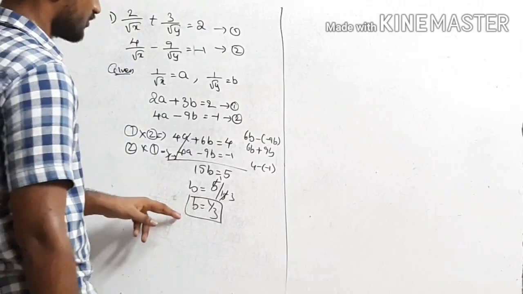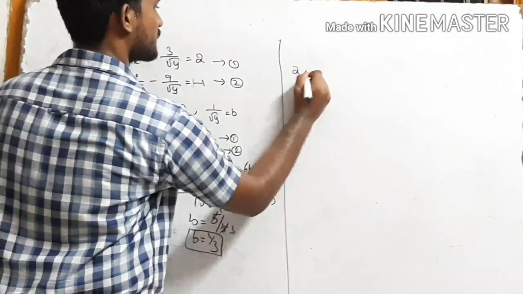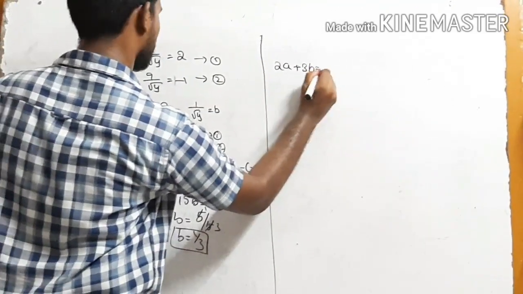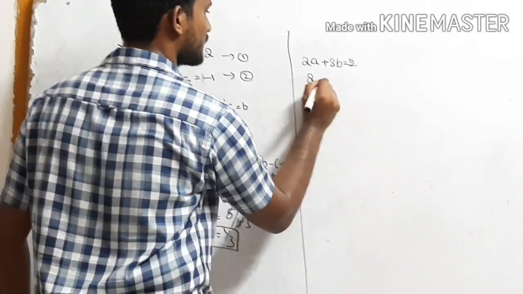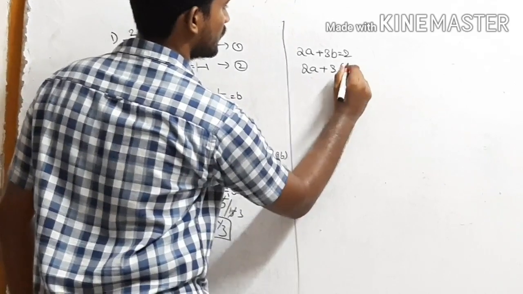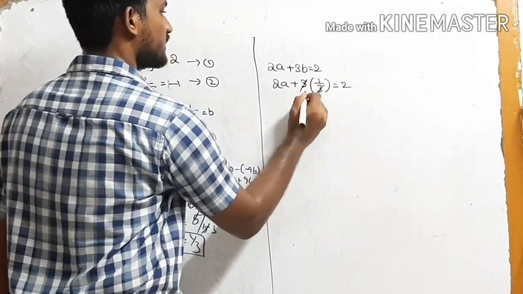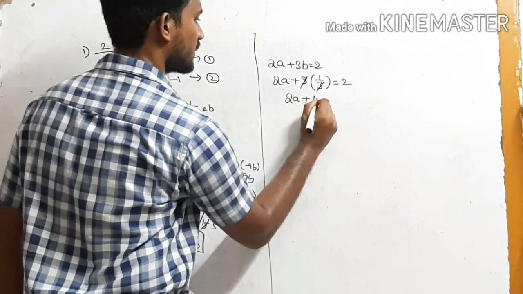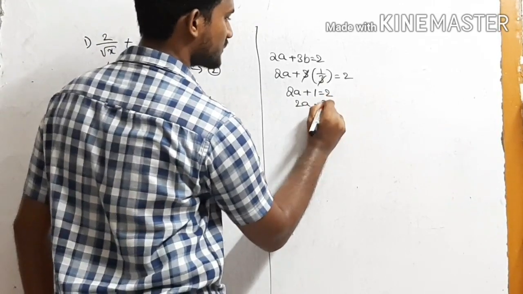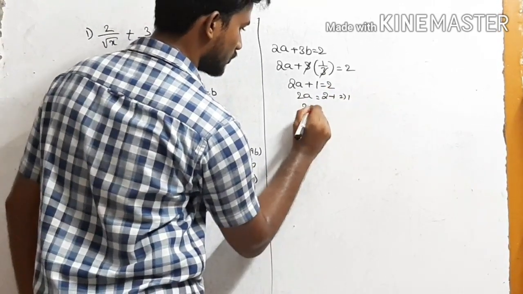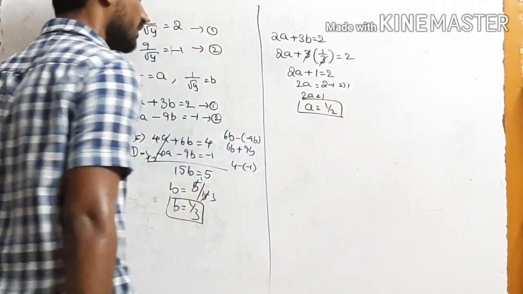Next substitute b equals 1 by 3 in the first or second equation, as is comfortable. Take 2a plus 3b equals 2 in the first equation. Substitute b equals 1 by 3: 2a plus 3 into 1 by 3. The 3 cancels, so 2a plus 1 equals 2. If 1 goes to that side, 2a equals 2 minus 1, which is 1. 2a equals 1, a equals 1 by 2.